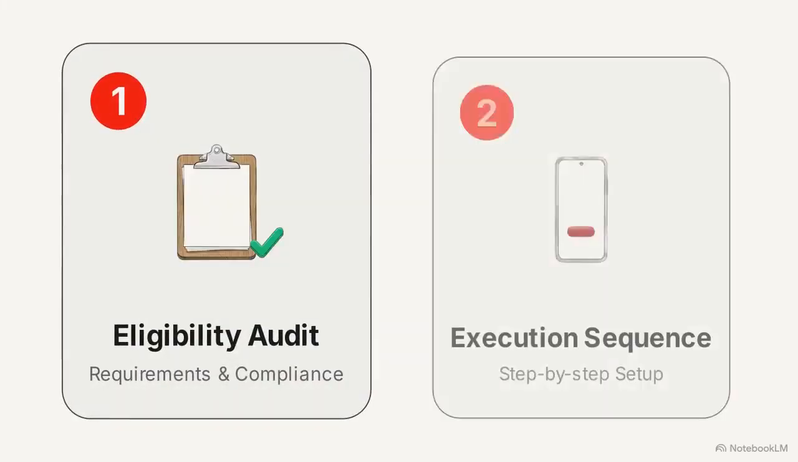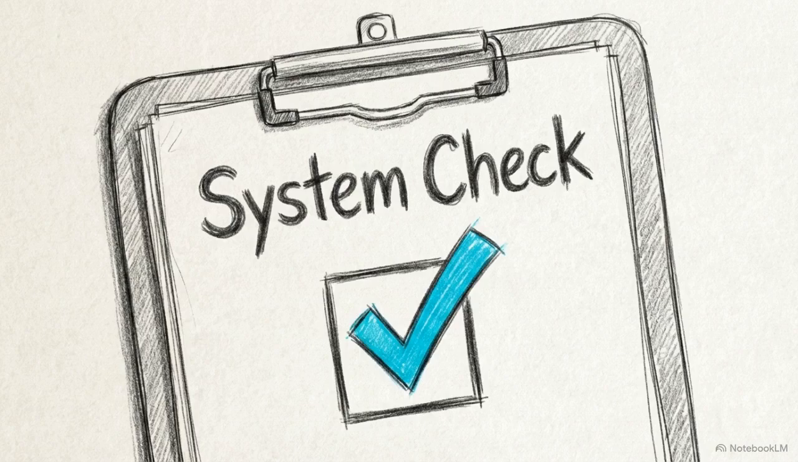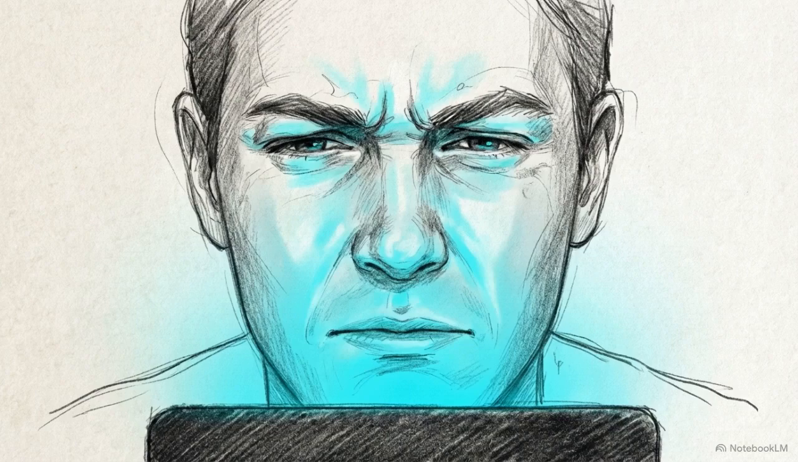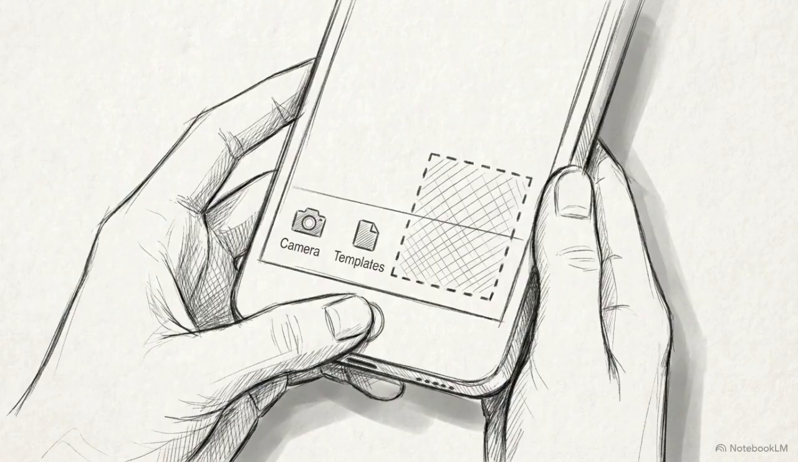We will approach this in two distinct stages. First, we will audit your account to verify it meets the mandatory platform eligibility rules. Then, we will execute the physical sequence of buttons required to broadcast. Auditing your account first solves the primary roadblock most creators run into. Opening the app, looking for the broadcast option, and finding the button simply isn't there.